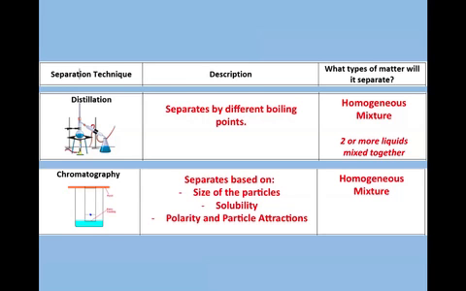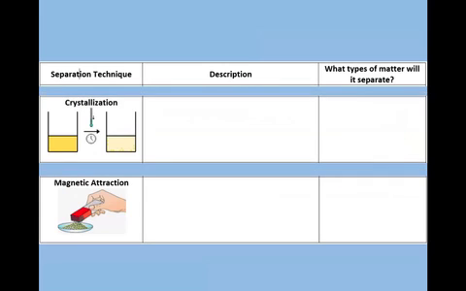Chromatography, this separates based on a couple of different things. Has to do with the size of the particles, has to do with solubility, but one big part of this that we'll talk about later this year has to do with the polarity of the substances and how well they attract each other, depending on what solution you use and what you're trying to separate out. So this is a good one for a homogeneous mixture.